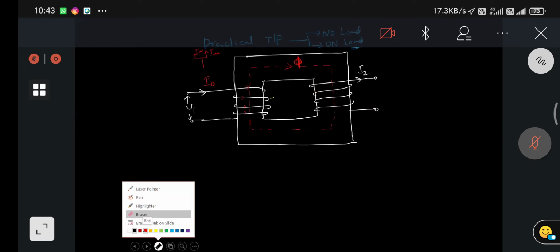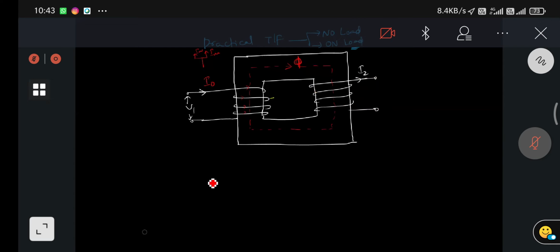Then this Φ which links with the primary, this E1 is induced in the primary circuit. This E2 is induced in the secondary circuit. At that time, I2 is also 0 because this is no load. E1 and E2 are induced here.